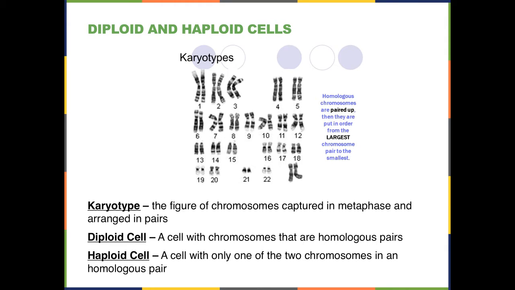And when a cell has only one of the 2 chromosomes in a homologous pair, so when it only has one of each of these, one of these, one of these, and one of these, etc., so it has 23 instead of 23 pairs, then it's called a haploid cell. A haploid cell is a cell that has exactly half as many chromosomes as a diploid cell. It has half as many chromosomes as a normal cell, and it's normal if its function is to be a sex cell. It is not normal if the cell's function is for something else.